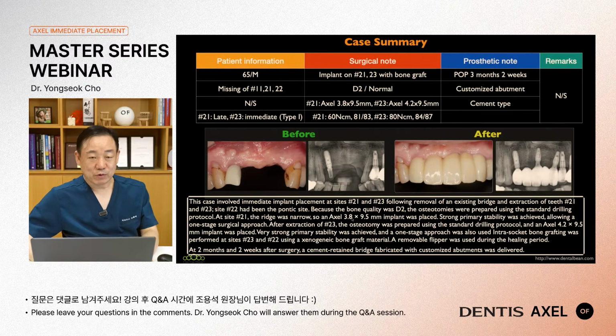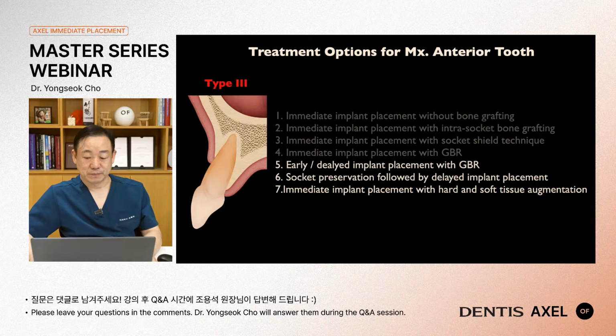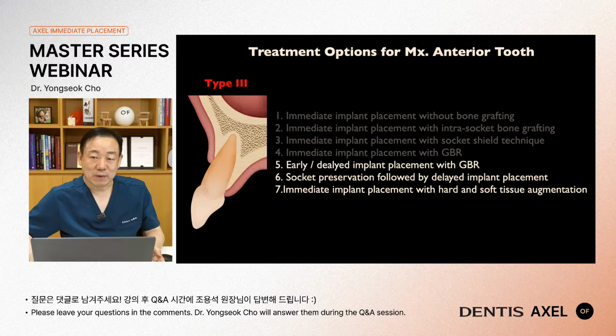At last, I want to mention type 3 extraction socket. It is quite a different situation. Not only bone, but also soft tissue is gone. In such a situation, a simple approach is impossible. So generally, we do early or delayed implant with GBR, or sometimes we try socket preservation followed by delayed implant placement.